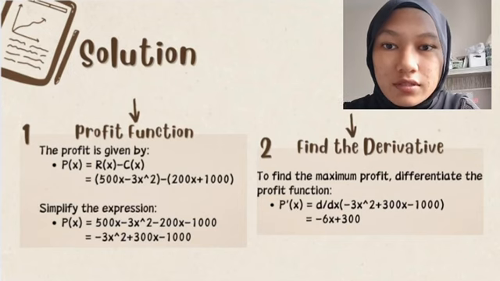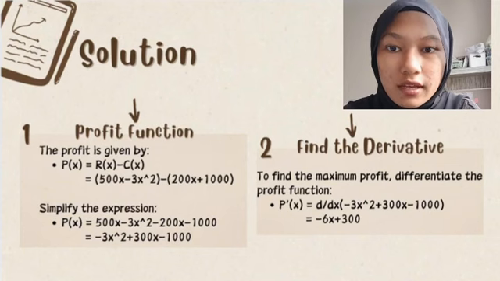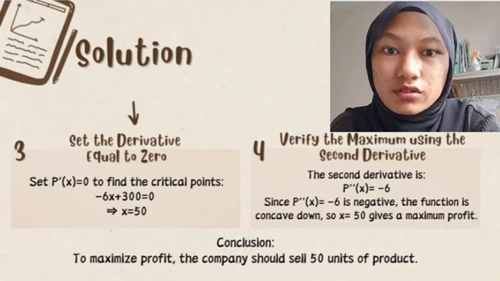The second step is to find the derivative. To find the maximum profit, differentiate the profit function, which we will get -6x + 300. The third step is to set the derivative equal to 0. Set the derivative equal to 0 to find the critical points.